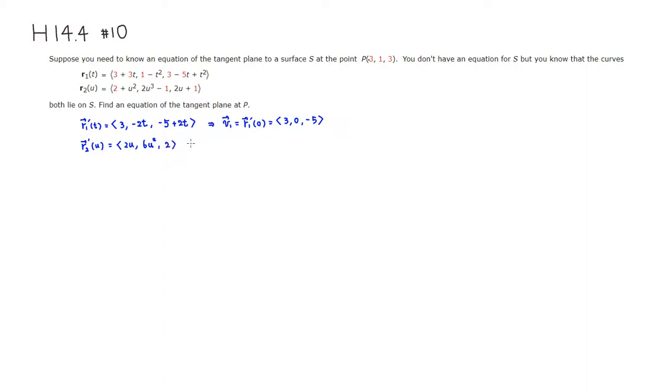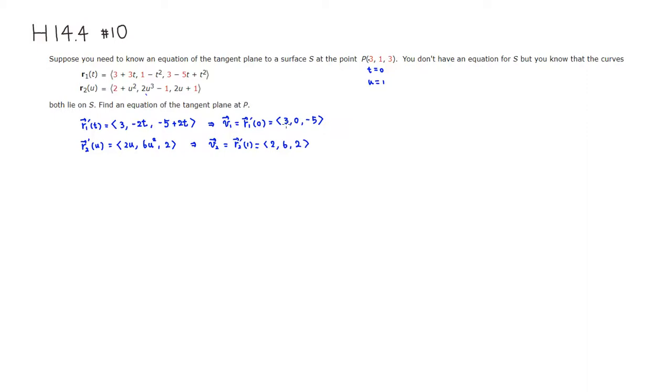So to find v2, the direction vector for the second curve, would be r2 prime. This one you have to be a little bit careful. The t value was 0 there, but the u value is actually 1. Let's see, 2 times 1 cubed minus 1 gives you 1, so u is actually 1. So we have to plug in 1 there. We get 2 times 1 is 2, comma, 6 times 1 squared is 6, comma, 2.